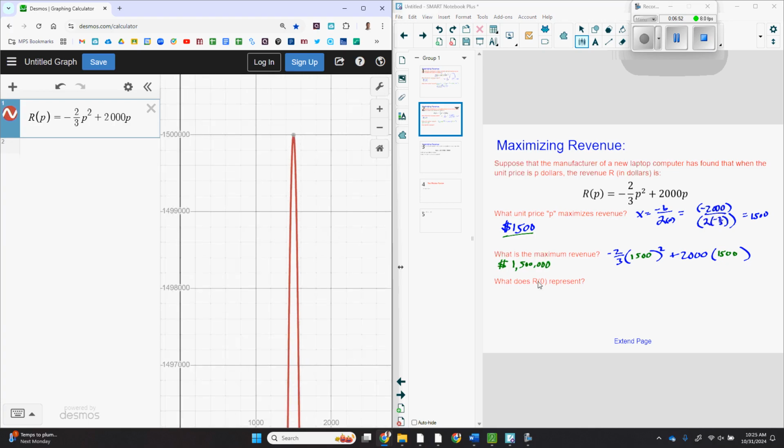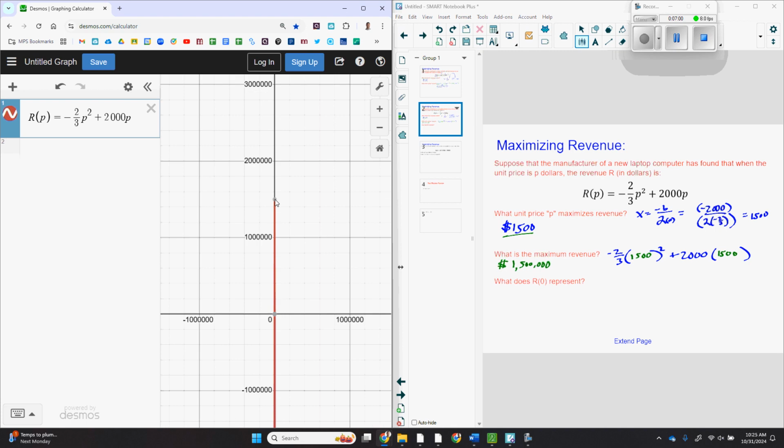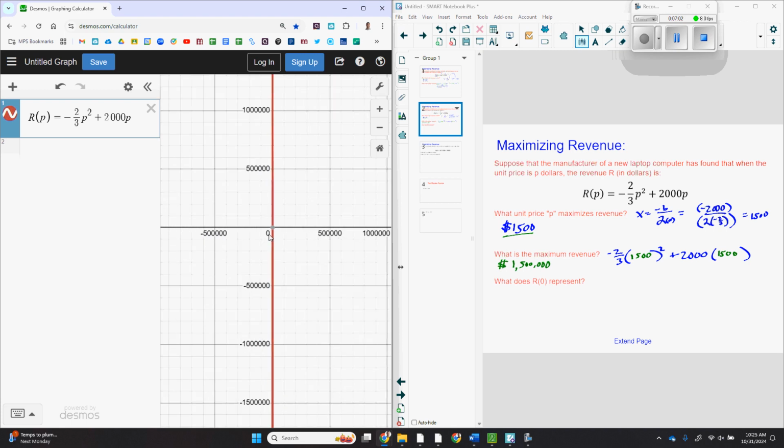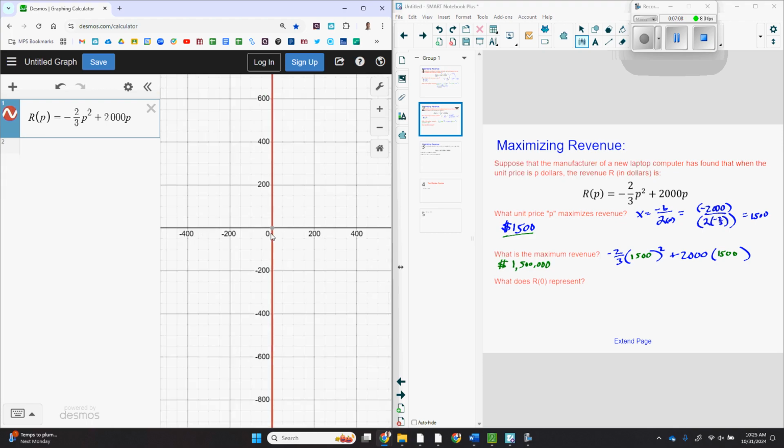Now our last question down over here says, what does R of 0 represent? And if I scroll out all the way, so I get back to 0, I go way past 1 million. So it's a lot of scrolling. You probably don't want to do this on a handheld calculator. But at this point at 0 is what? It is 0, 0. And that's because at 0, have we sold any laptops yet? Well, no, we haven't. And so therefore our revenue is going to be 0. We haven't made any money off of those laptops. And so therefore, if I sell it for $0, I'm going to make $0. Okay, that's kind of what's going on.